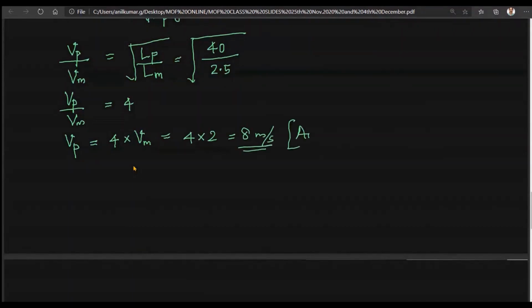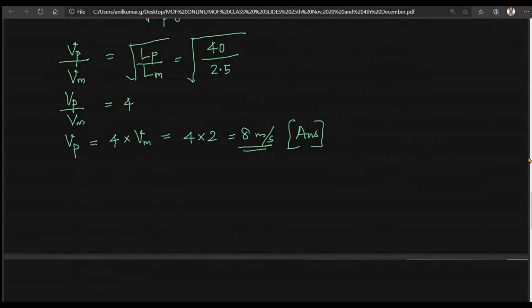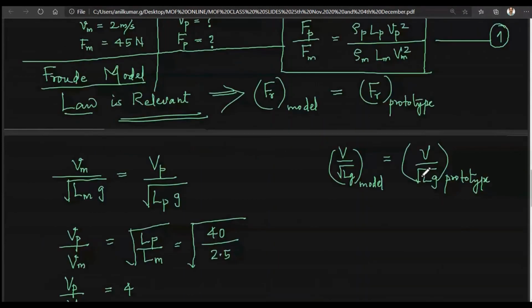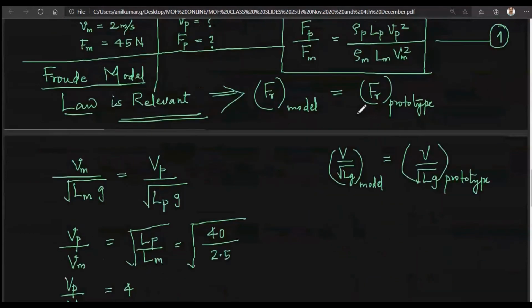Once you get this answer, the idea is very simple now. The prototype velocity is now 8 meter per second, and correspondingly you have to find the force involved. Two quantities you need to find out. Substituting in this expression, we have Fp divided by Fm is equal to rho p Lp Vp square divided by rho m.